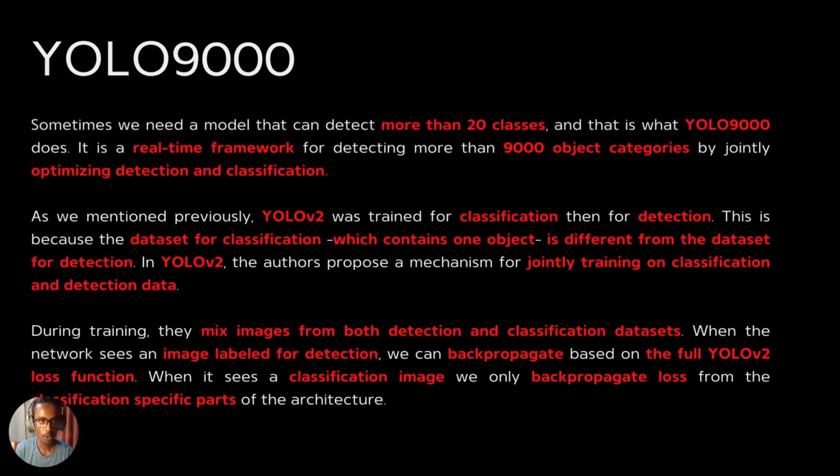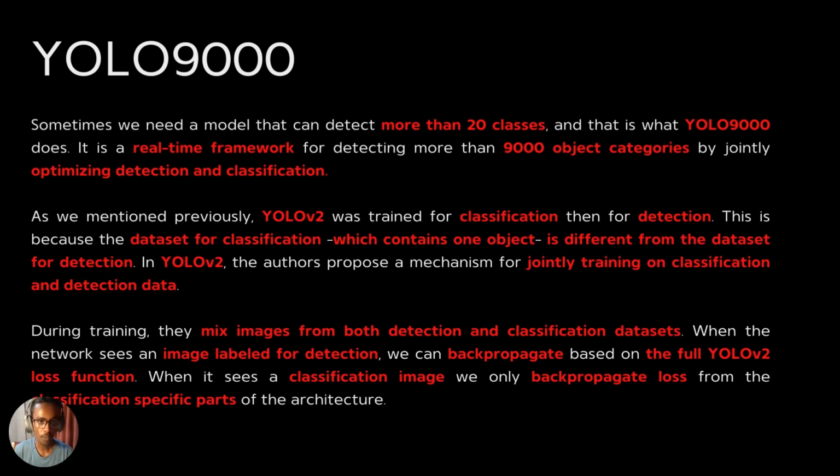Finally, we're going to talk about YOLO9000. So, what's the purpose of YOLO9000? Why is the title of the paper labeled as YOLO9000 and not YOLO v2? Sometimes we need a model that can detect more than 20 classes, because the Pascal VOC dataset only provides us with 20 classes. And that is what YOLO9000 does.